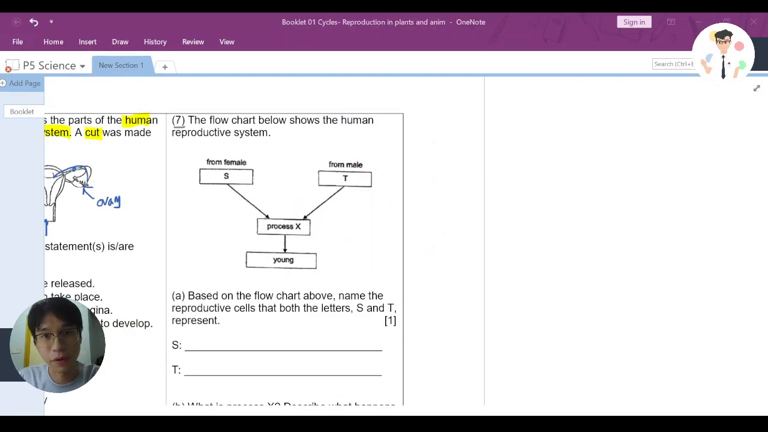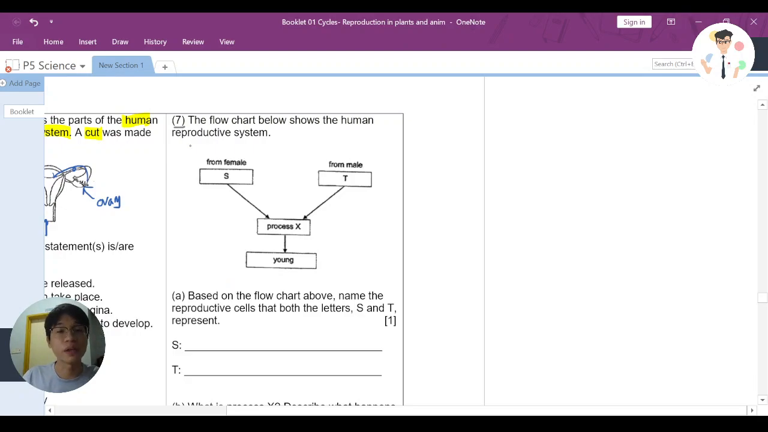And this discussion for reproduction in plants and animals booklet, and let's look at this question together. So here says that the flow chart below shows the human reproductive system, and we are given that S from female, T from male, it will come together and it will go through a process X, then it will develop into a young. So based on the flow chart above, we need to name the reproductive cells that both the letter S and T represent.